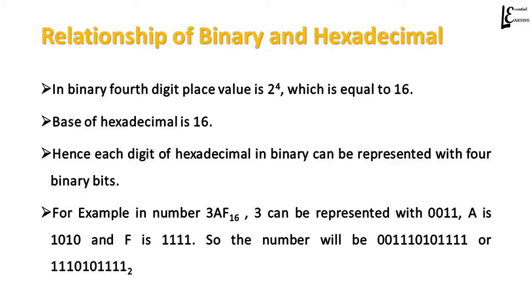For example, in number 3AF, 3 can be represented with 0011. A is 1010 and F is 1111. So the number will be 001110101111, or we can drop leftmost 2 zeros and the number is 1110101111.